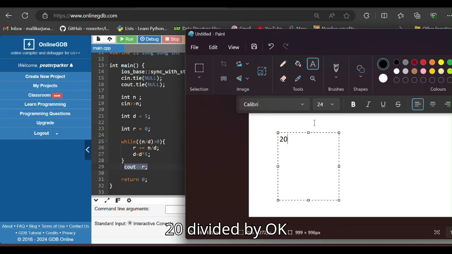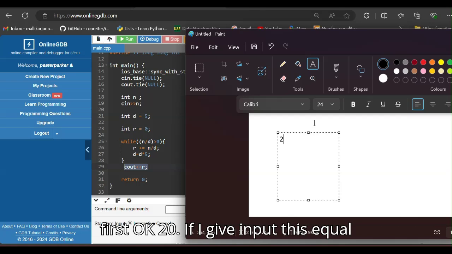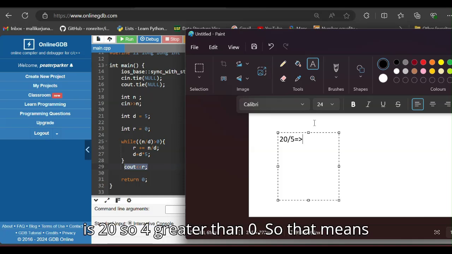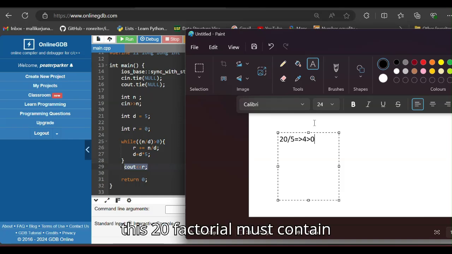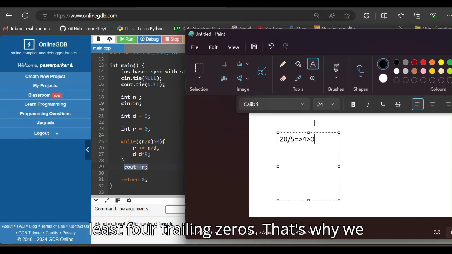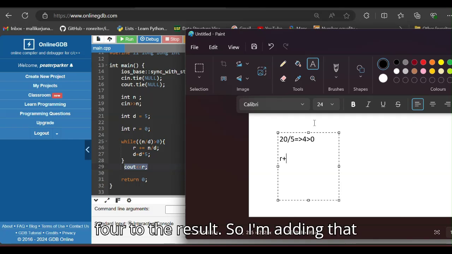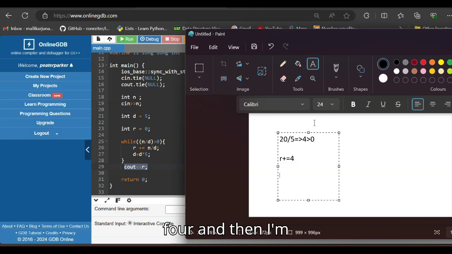If I give input equal to 20, 20 divided by 5 is 4, which is greater than 0. So that means 20 factorial must contain four trailing zeros. We don't know if it exactly contains four trailing zeros, but it must contain at least four trailing zeros. That's why we are adding this 4 to the result. So I'm adding that 4, and then I'm incrementing my denominator, which is 5 into 5, so our denominator becomes 25.